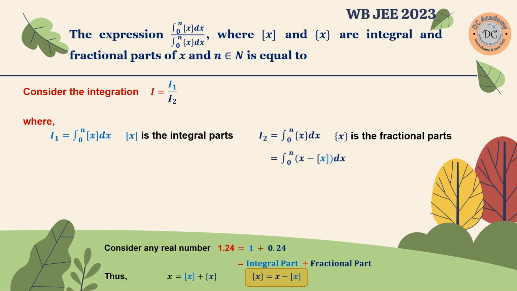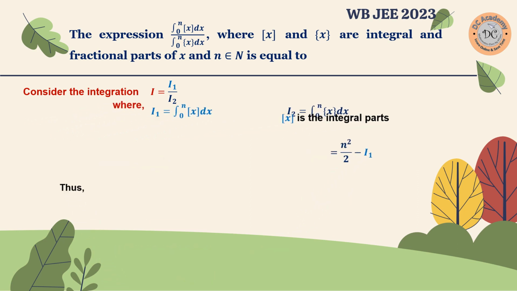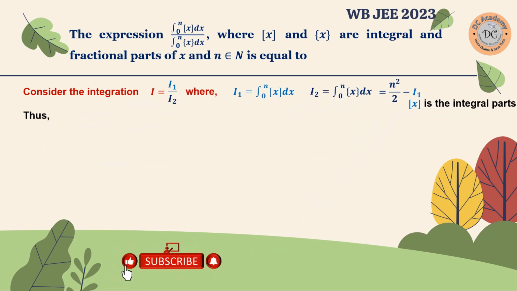So let's apply that. Now we can easily apply the definite integration formula and we can separate it as well. If we separate it, we get the integral from 0 to n of x dx minus the integral from 0 to n of the integral part, the box of x, or the greatest integer function of x, which is obviously the I1 for us. Now we know that the integral from 0 to n of x dx can be easily calculated. So that integration we can compute as n squared by 2, and that's why I2 will be equal to n squared by 2 minus I1. We obtain I2 in terms of I1.